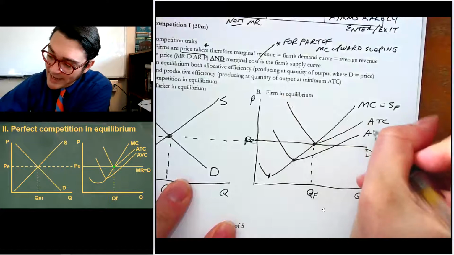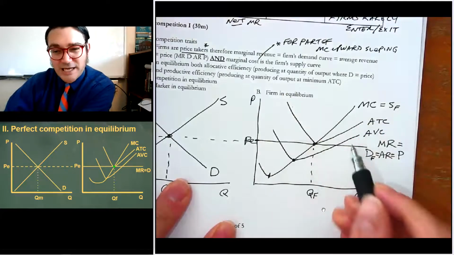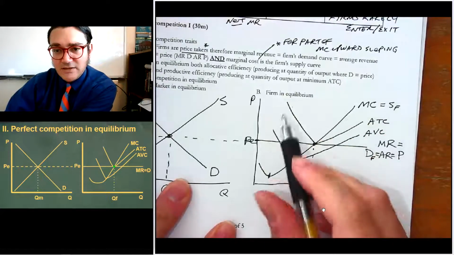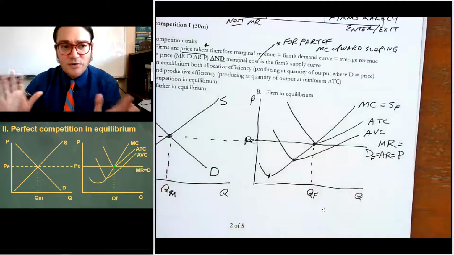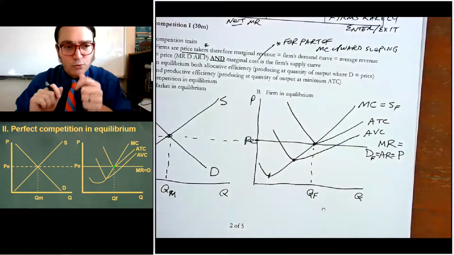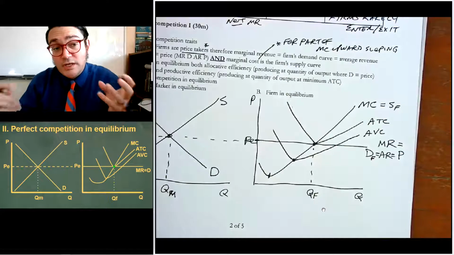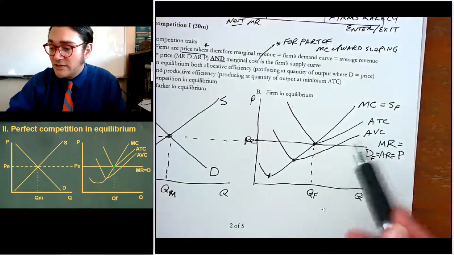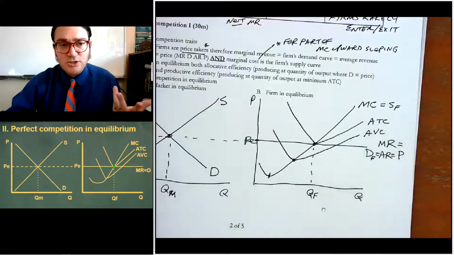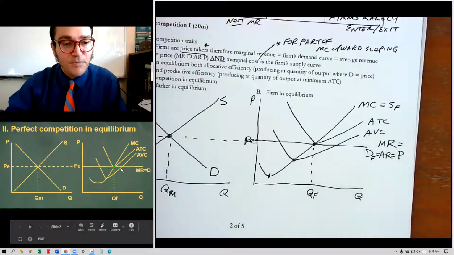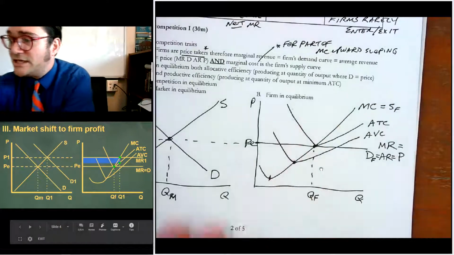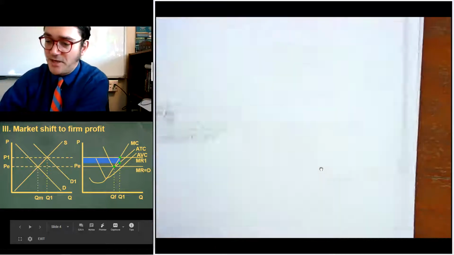Now, to be technically accurate, this line needs to be getting a little bit closer to the ATC than over here. If you don't end up doing that, that's perfectly fine. No one's going to get out a ruler and measure the gap. But really, in a true sense, this distance between AVC and ATC should be getting closer, as we learned last unit.